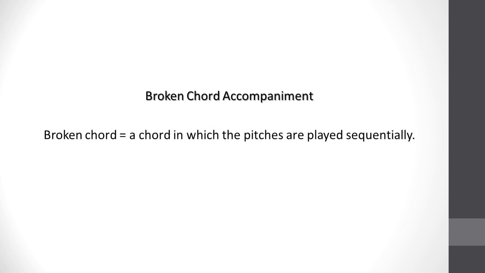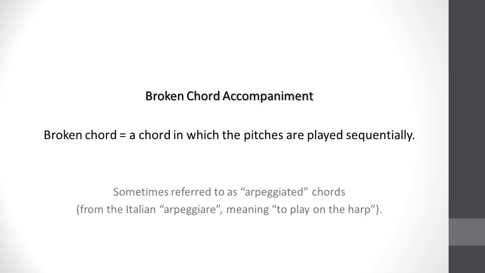In this lecture, we'll be discussing broken chord accompaniment. A broken chord is a chord in which the pitches are played sequentially. Broken chords are also sometimes referred to as arpeggiated chords, from the Italian arpeggiare, meaning to play upon the harp. There are many kinds of broken chord accompaniments. In this section of the lesson, we will look at some of the more common types.